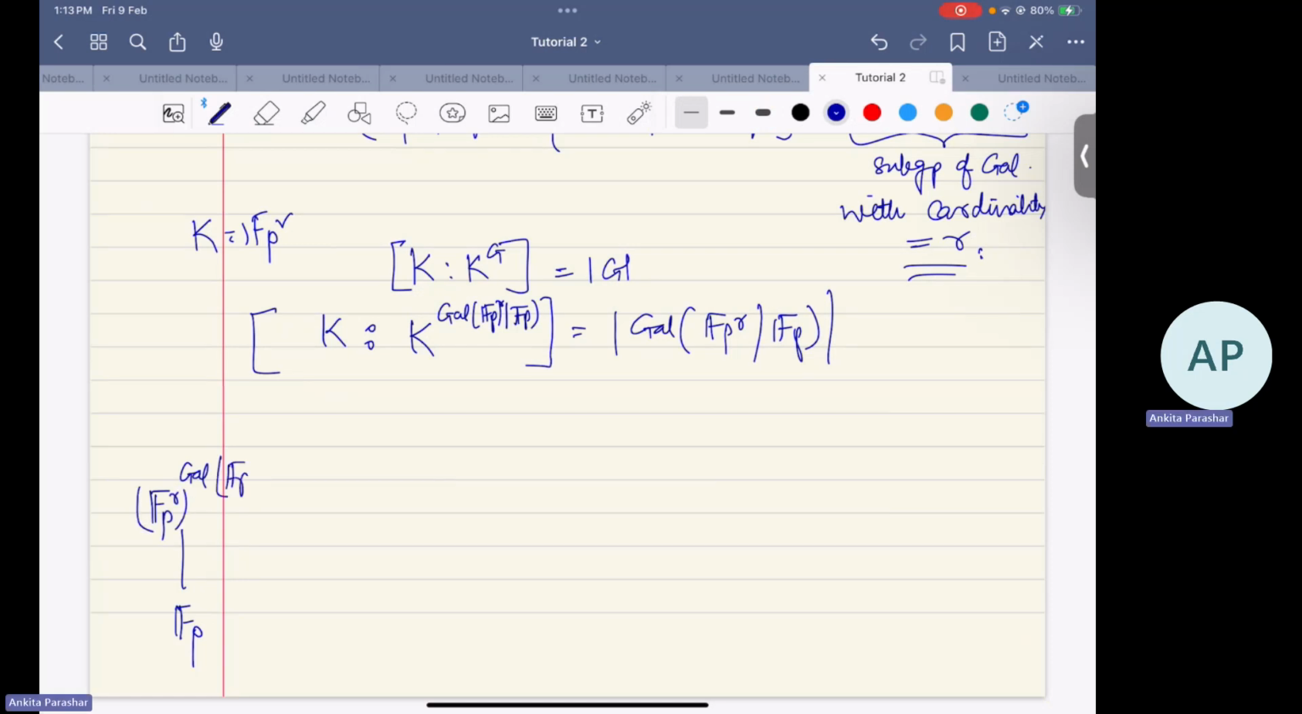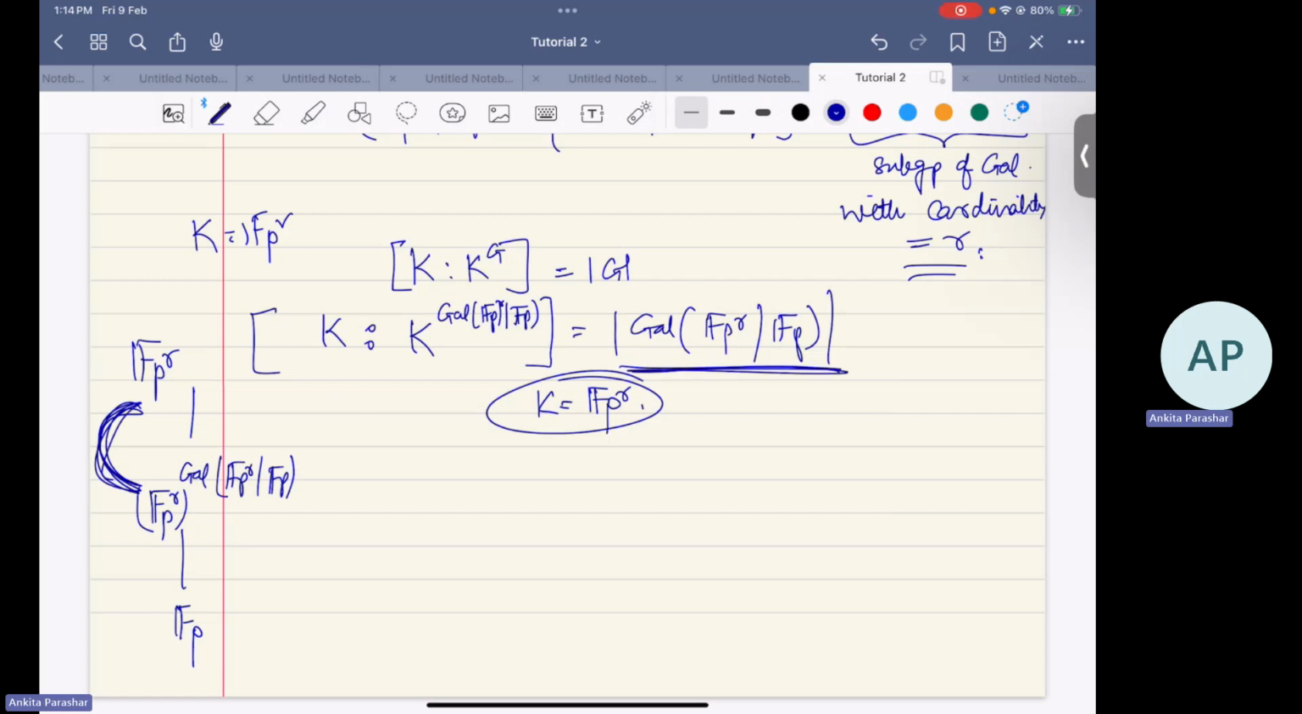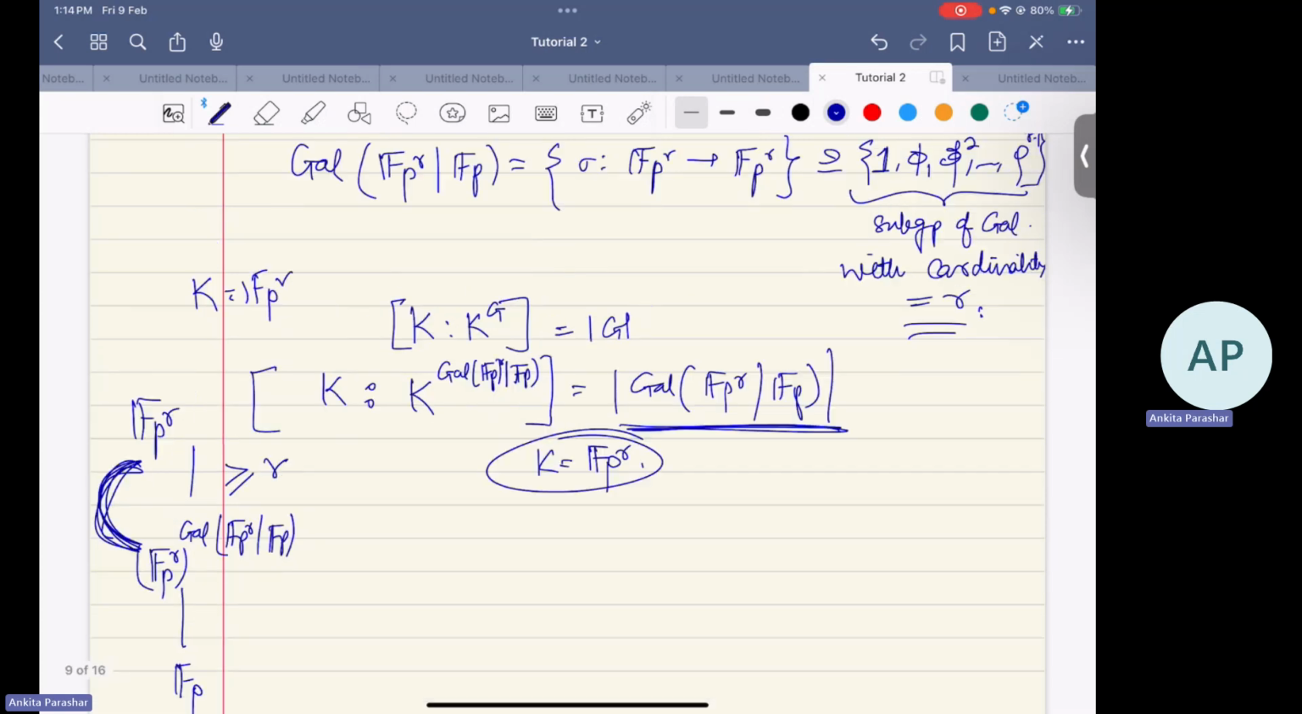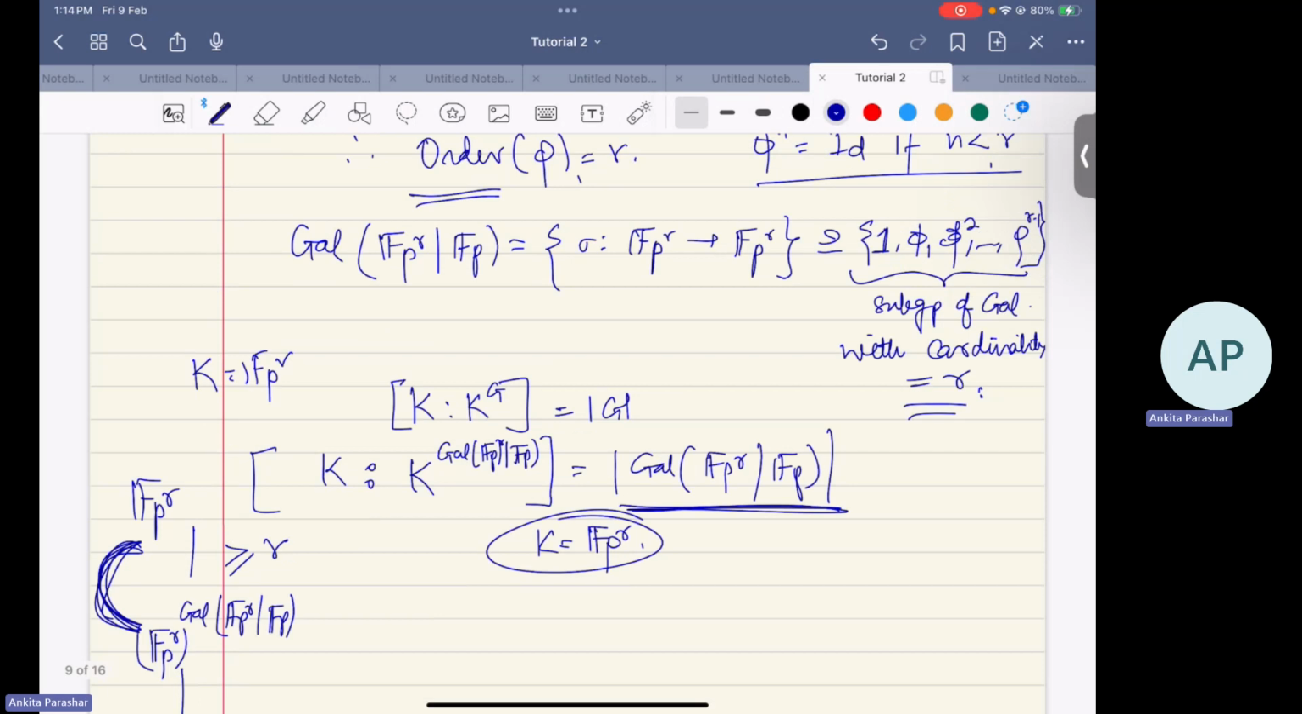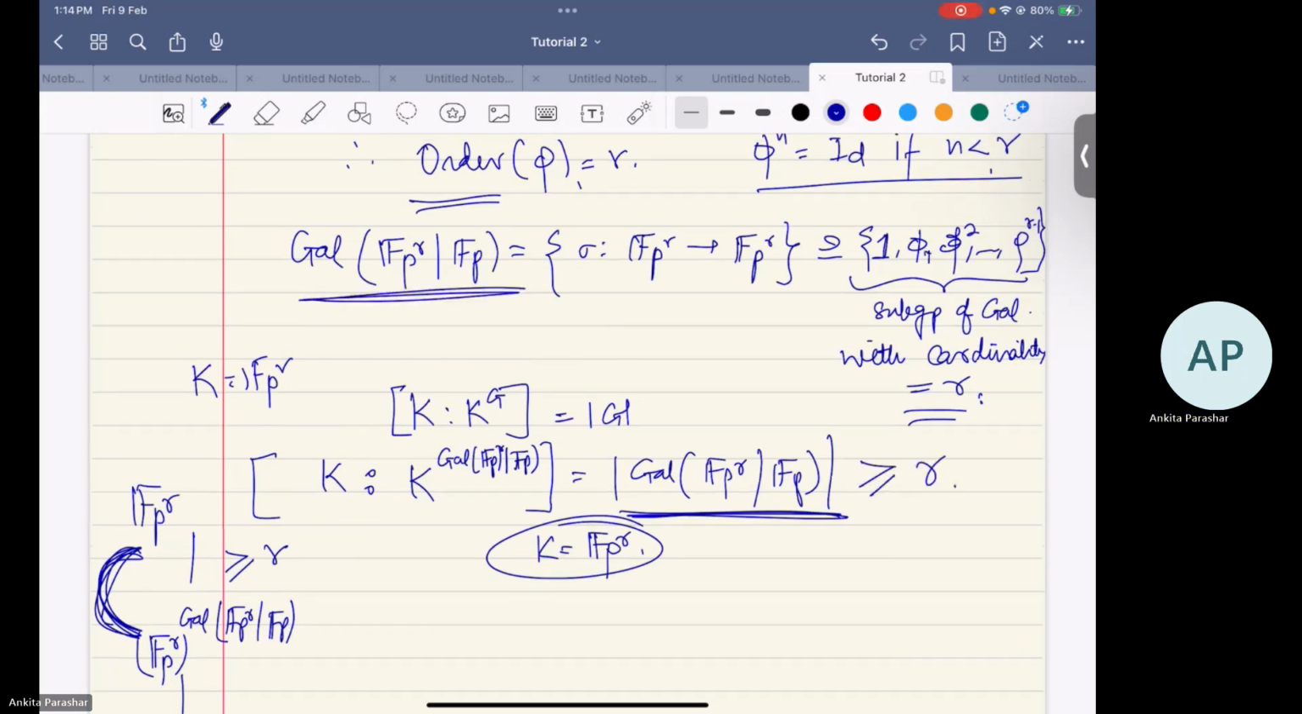FR is the fixed field by the Galois group, FPR by P, and then FPR. From here, we know that K over FPR is FPR. This extension is the order of the group. The order of the group is greater than or equal to R. Why? Because it has a subgroup of order R, so it is greater than or equal to R. Therefore, the group is either the same as the subgroup or it has more elements. We don't know.